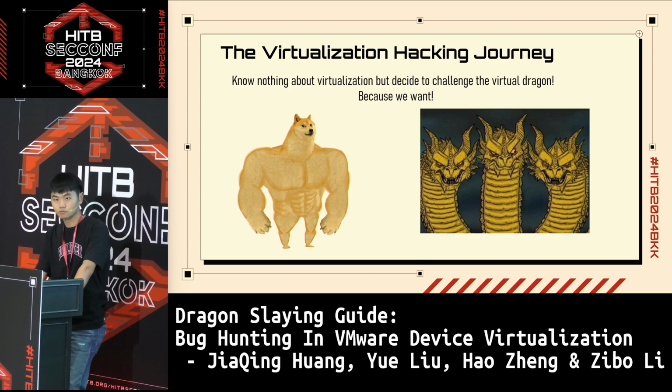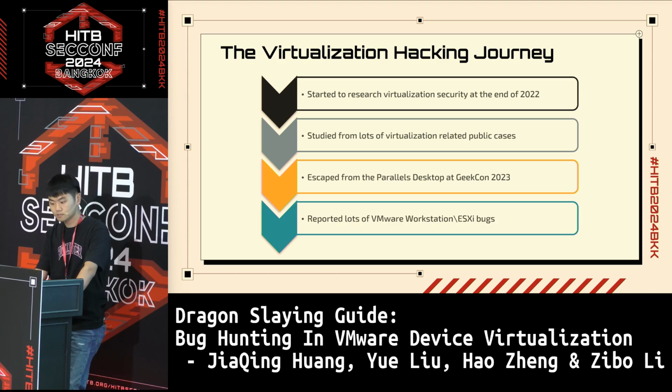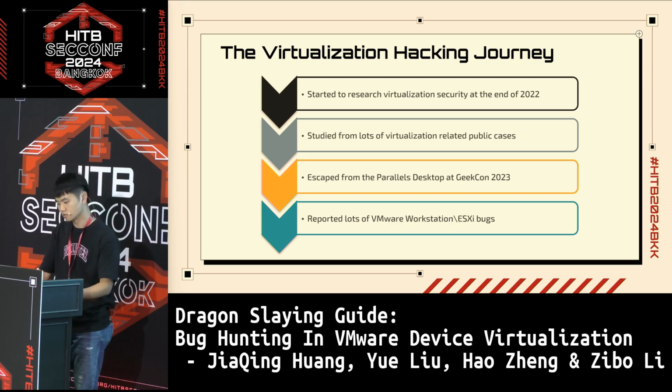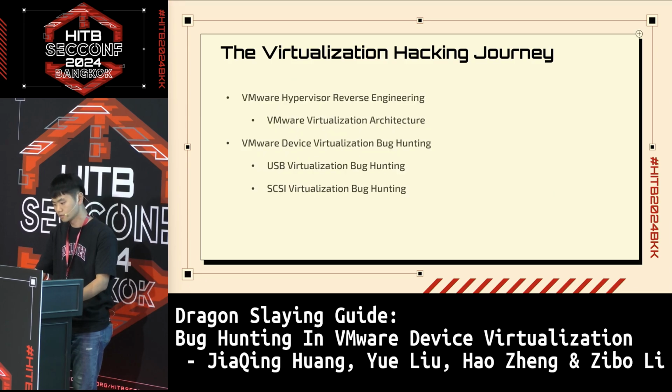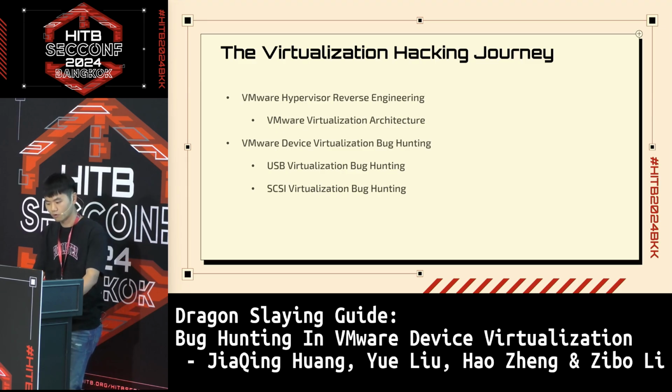through researching virtualization security. Here is the history of our virtualization security research. We started to research virtualization security at the end of 2022, studying public examples of virtualization technologies. Then we managed to escape Parallels Desktop at GeekCon 2023, and we also reported many bugs to VMware. Today, we will take you through our VMware virtualization bug hunting journey, which includes two parts: VMware Hypervisor reverse engineering and device virtualization bug hunting.